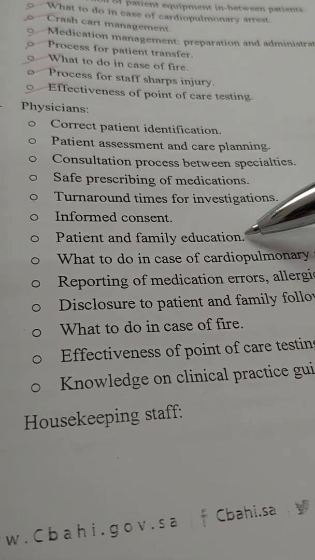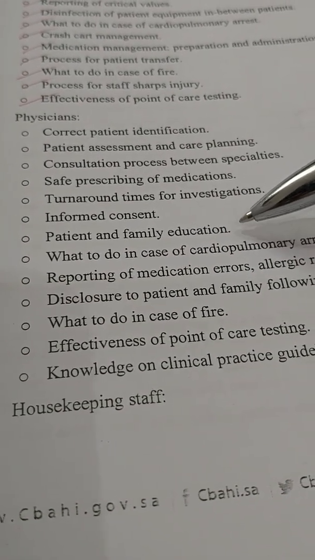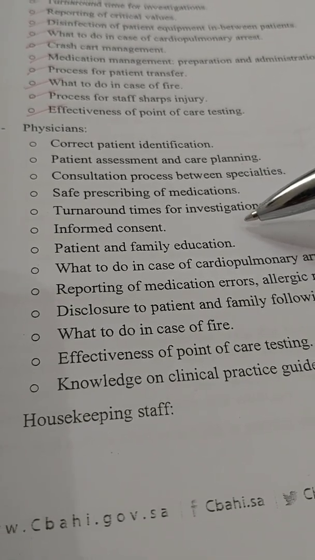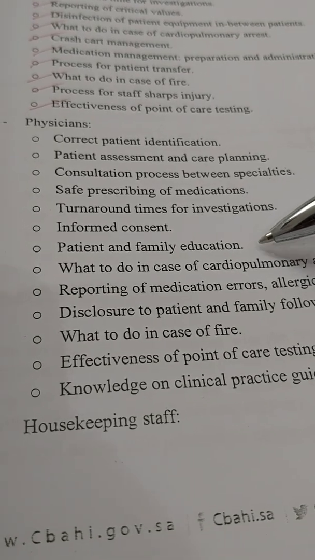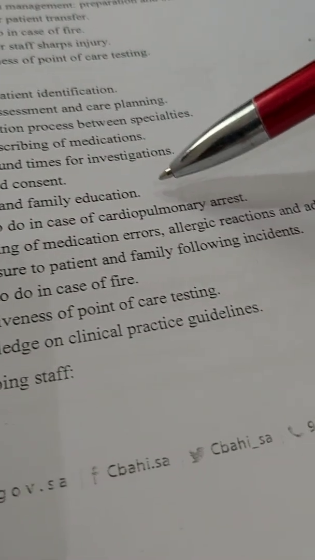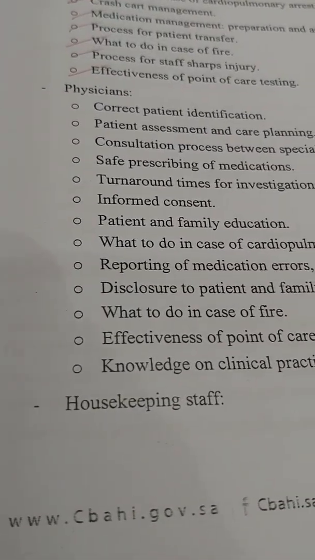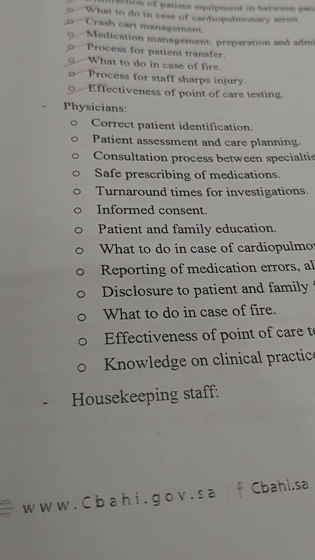Family and patient education. The patient has to be aware of his case. What's the procedure, what's his diagnosis, and what are they going to do as a care plan? He has to be well educated, and this education is printed out in his information form, showing that the patient has been educated about his case, and he knows exactly what the procedure is going to be.